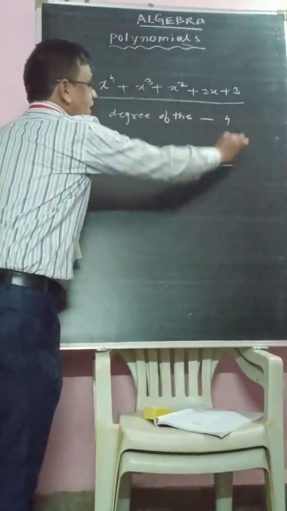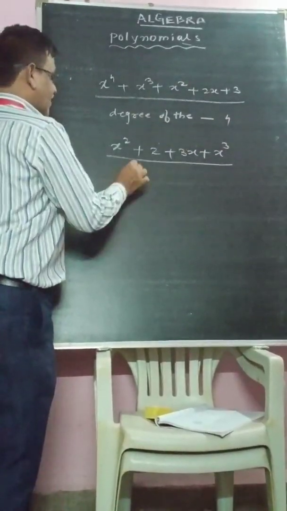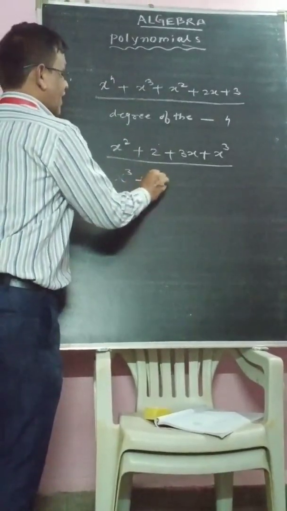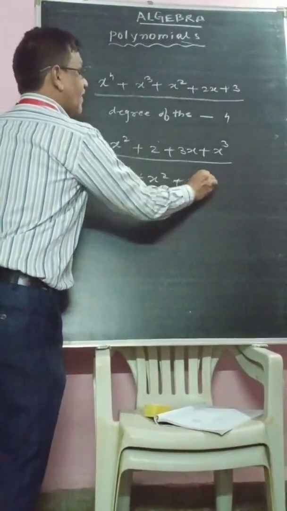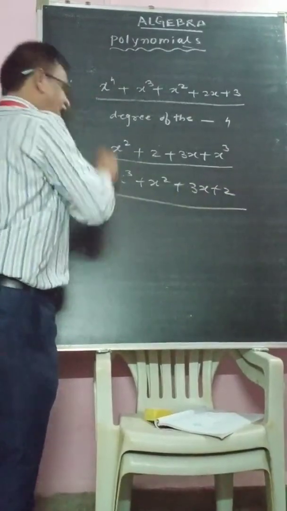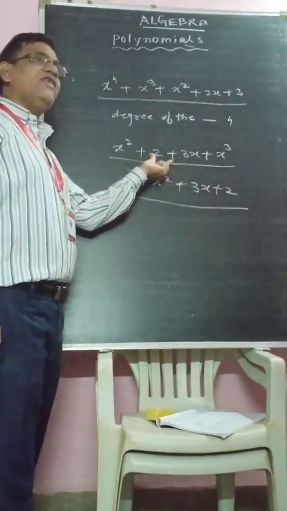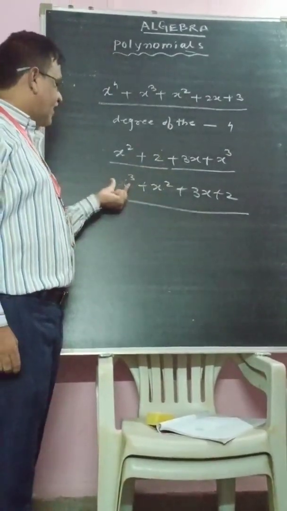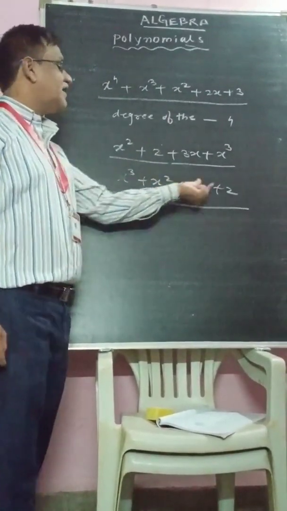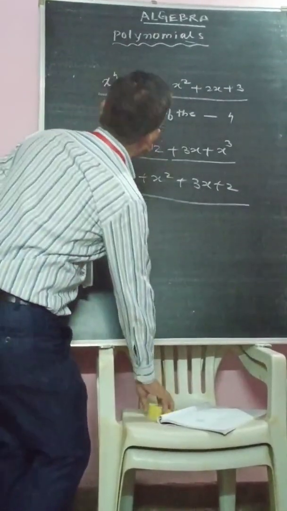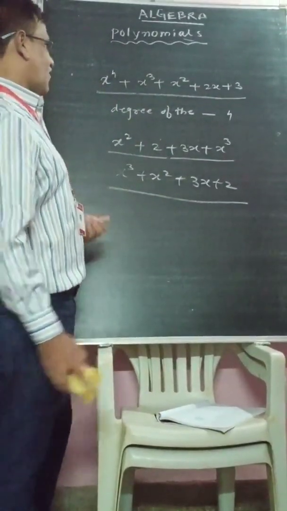First you have to write down the highest power, that is x cube. This is the highest power. Then you have to write x square, then 3x, then 2. This is called the standard form of the polynomial. The given polynomial is written in standard form in this way: x cube plus x square plus 3x plus 2. Okay, you get it? This is how we can write the given polynomial in a standard form.